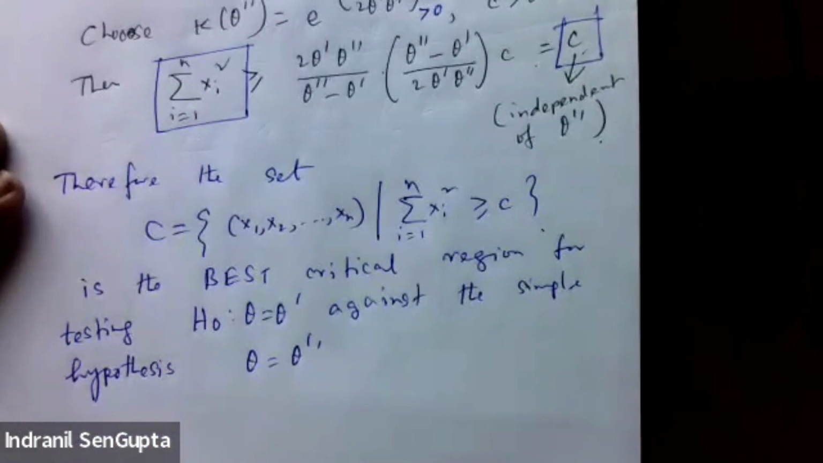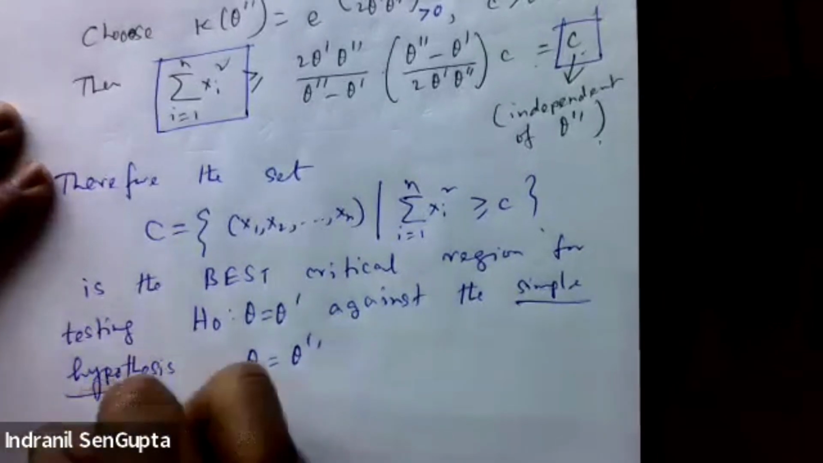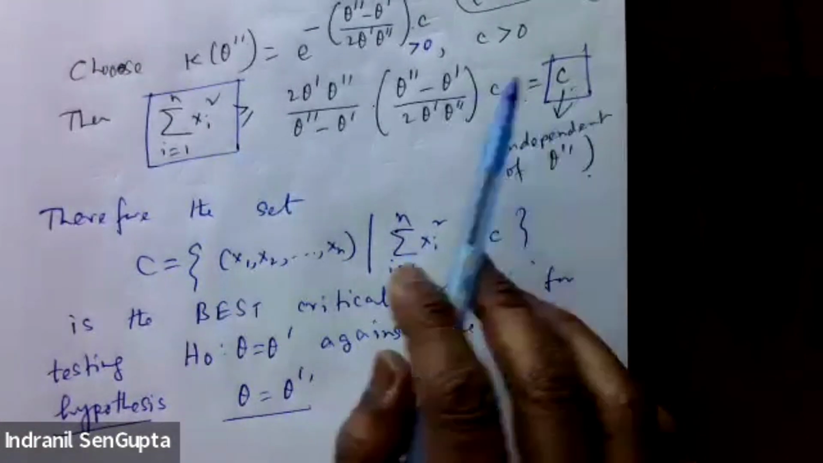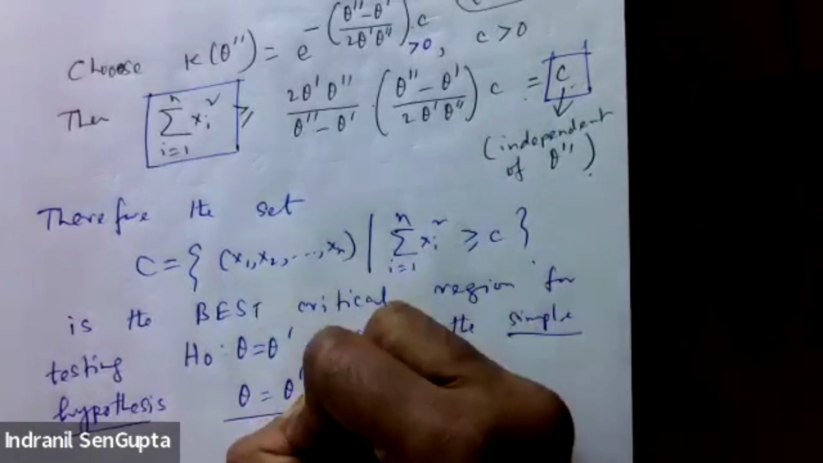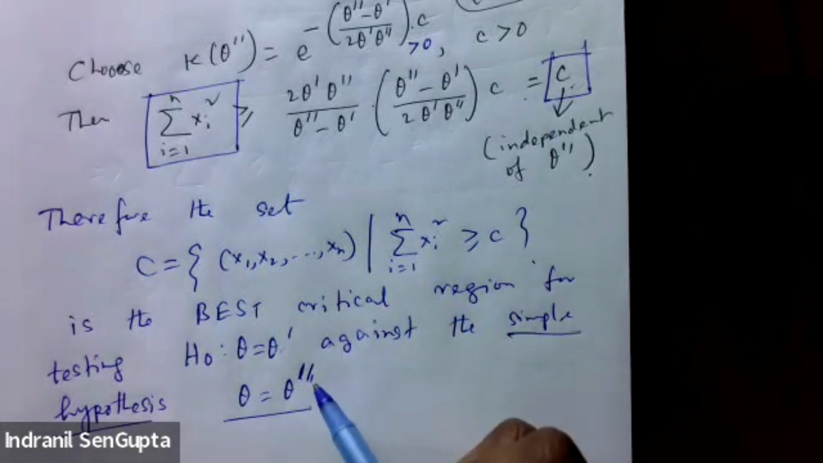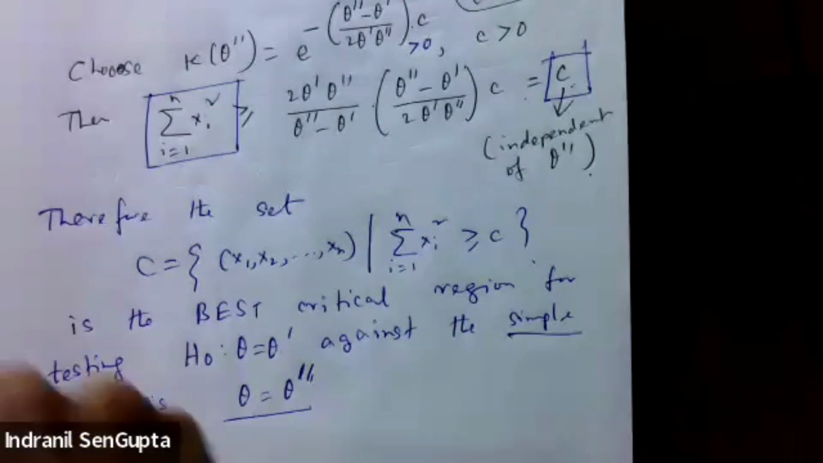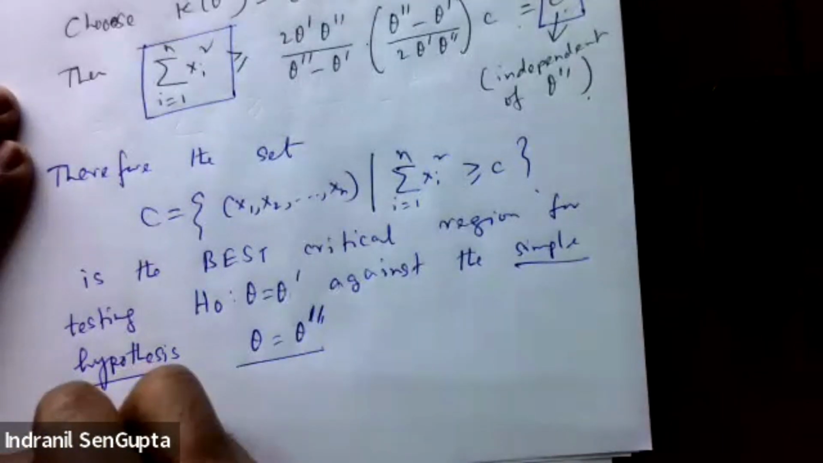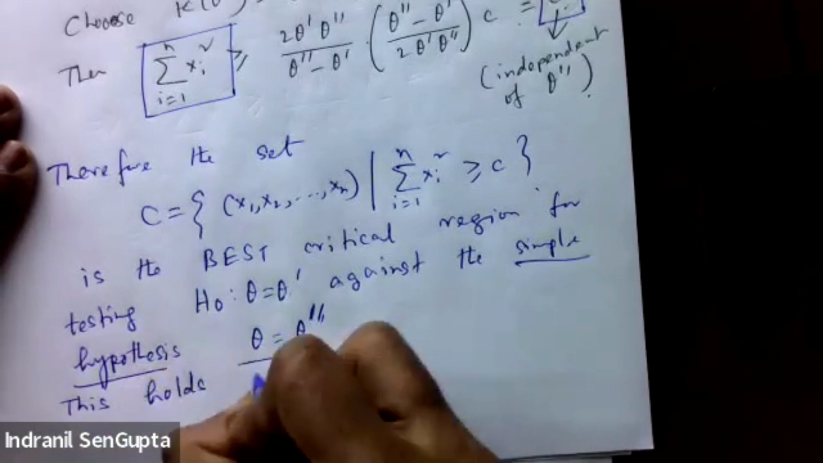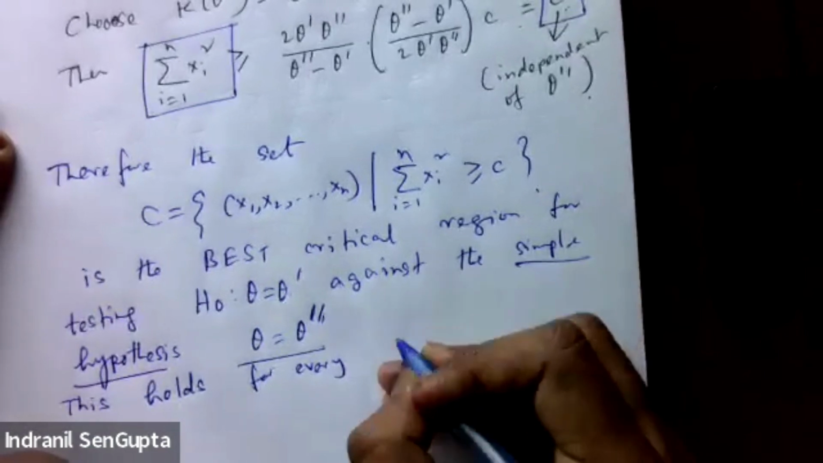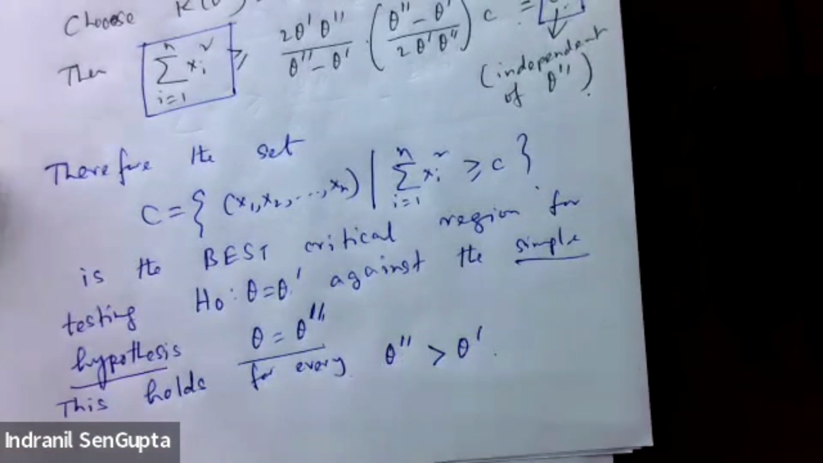But note that I wrote here the simple hypothesis theta equals theta double prime. But it's the constant that we got. For the critical region, it really does not matter as long as my theta double prime is bigger than this theta prime. So we are fine, right? So that means that we don't really have to take a simple hypothesis. This argument holds for every value of theta as long as it's bigger than theta prime.